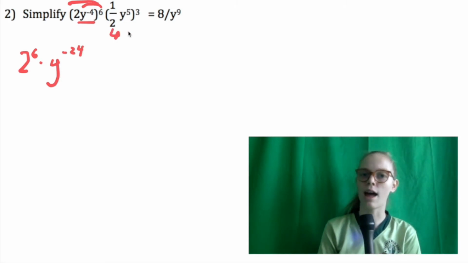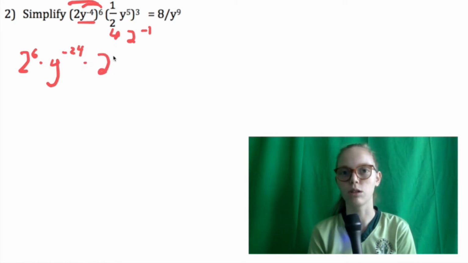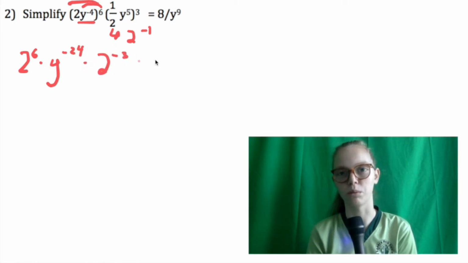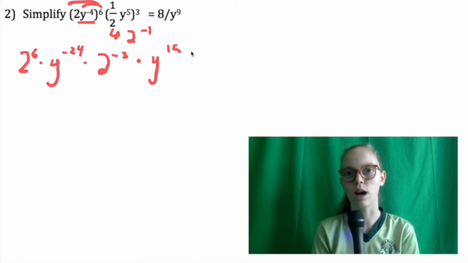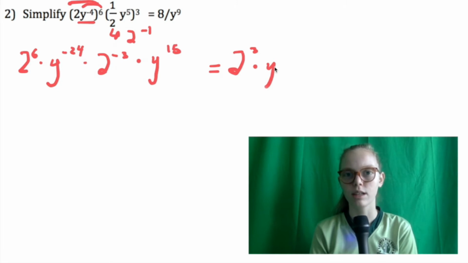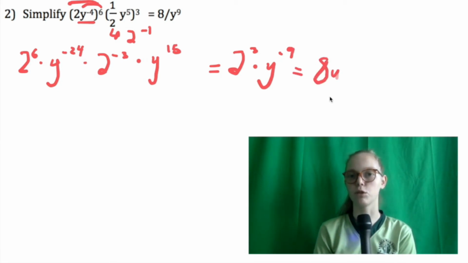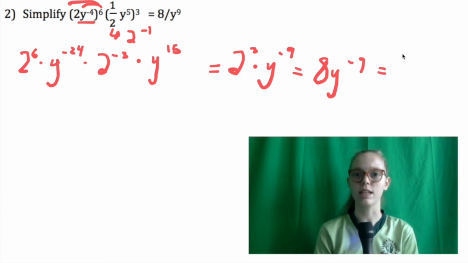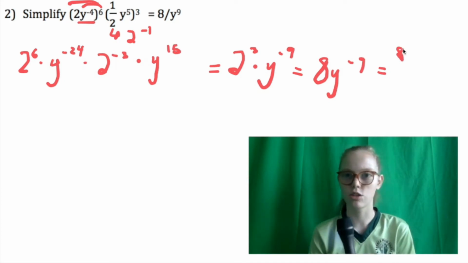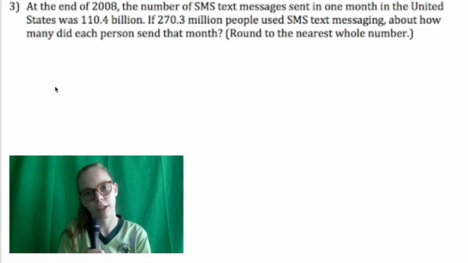Now, 1/2 is just 2 to the negative 1st power. So when we multiply this in, we do 2 to the negative 3 because we have to multiply it by the outside exponent and y to the 15. So we get that it is 2 to the 3 times y to the negative 9 because we added the exponent since we're multiplying them together. 2 to the 3 is 8 and y to the negative 9 is just the coefficient divided by y to the 9.